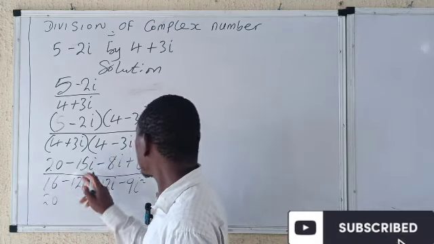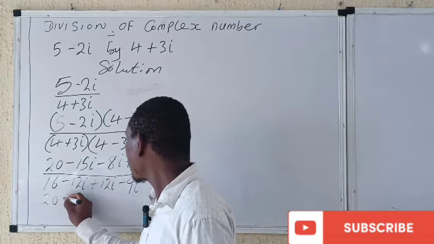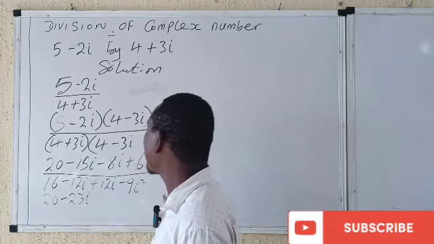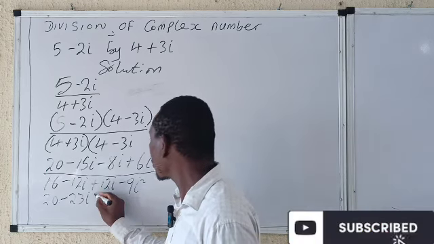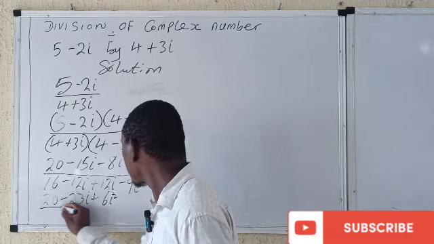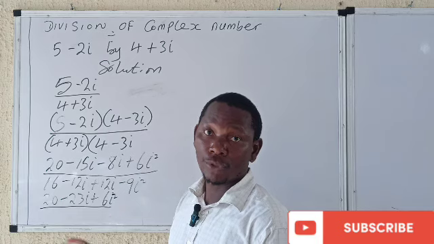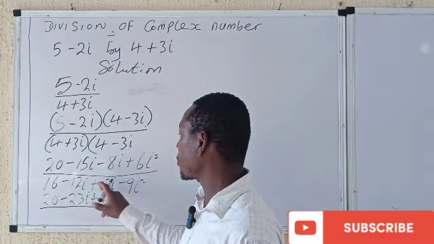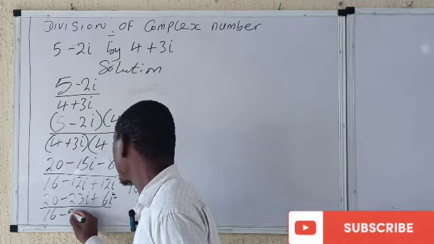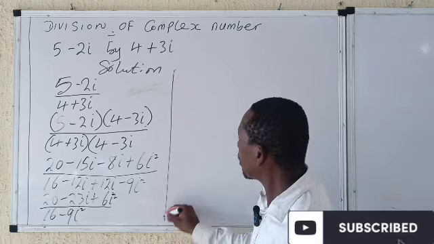20. Now, minus 15 minus 8. If you press your calculator, you realize that you have minus 23i. Now, plus 6i squared. And here, minus 12i plus 12i cancel out. Just use your calculator, minus 12 plus 12, you realize this cancels out. So we now have 16 minus 9i squared. Now, please take note of that.